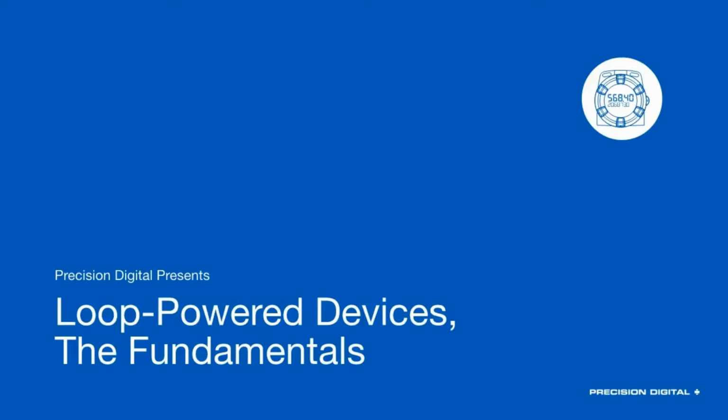You are signed on to the Precision Digital webinar titled Loop-Powered Devices, the Fundamentals. This is the second webinar in a three-part series that's all about 4 to 20 milliamp process signals. The webinar is designed as a basic course for those people who are not electrical engineers but need to be proficient in 4 to 20 milliamp because you deal with it, connecting devices and working with it on a regular basis.